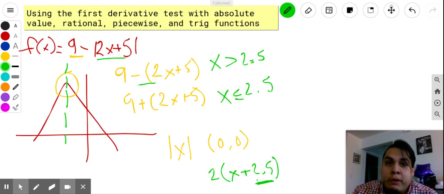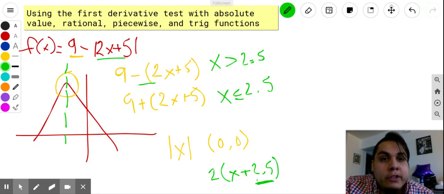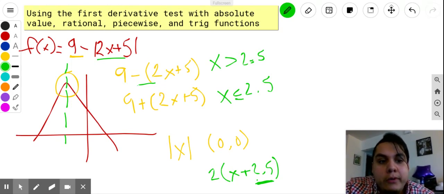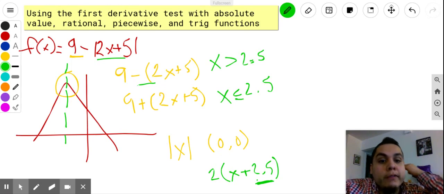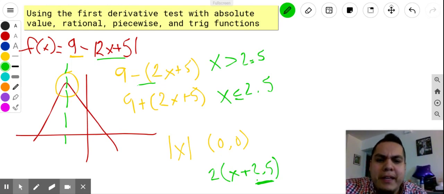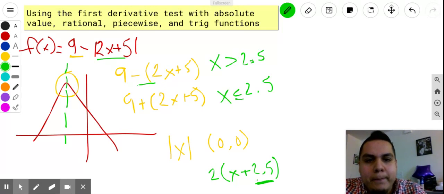So I'm going to take the derivative of each of the parts of the piecewise function to help me with my first derivative test. So because I was able to draw the graph, I know my answer should be that I have an absolute maximum when x is negative 2.5. Oh, snap, that should have been negative 2.5.